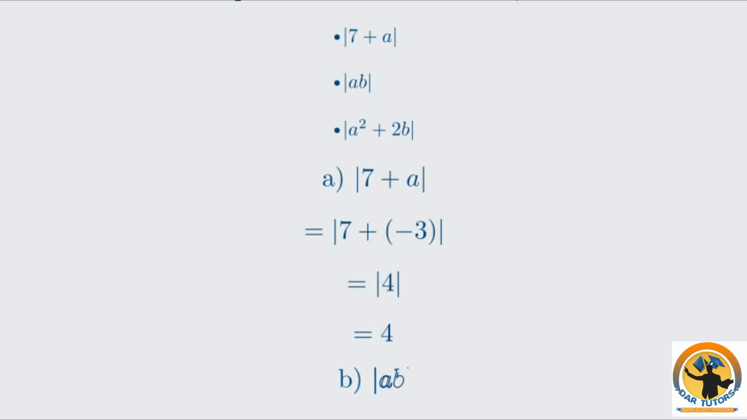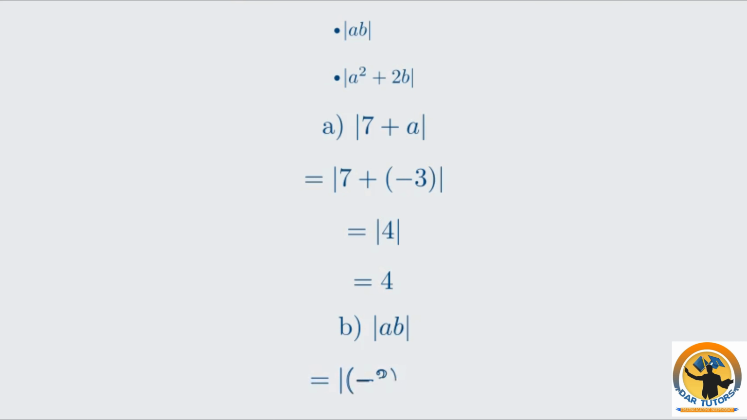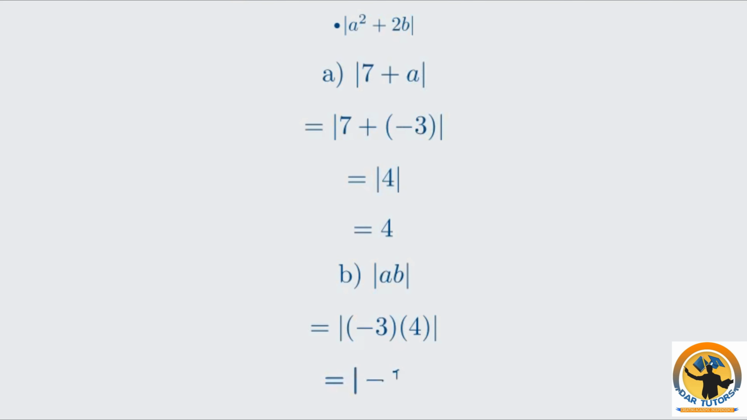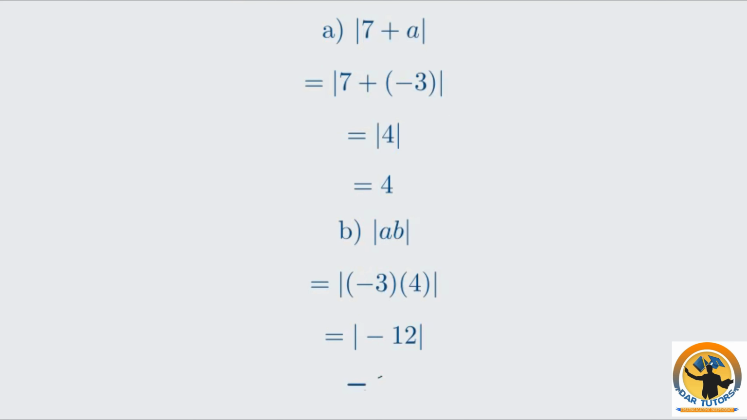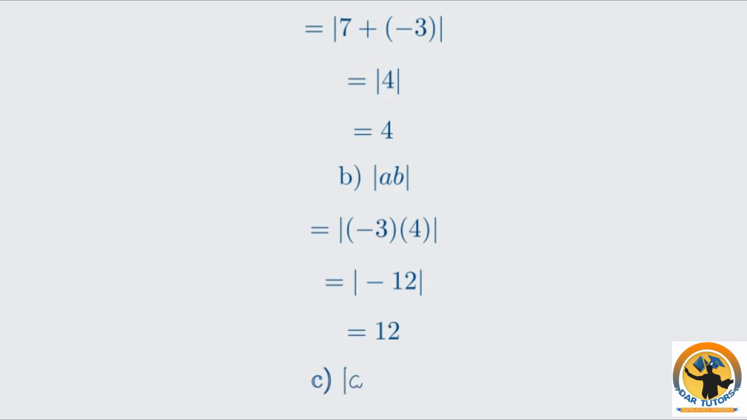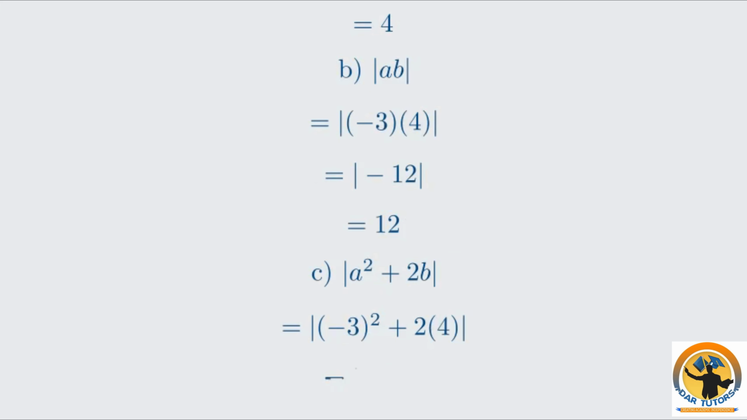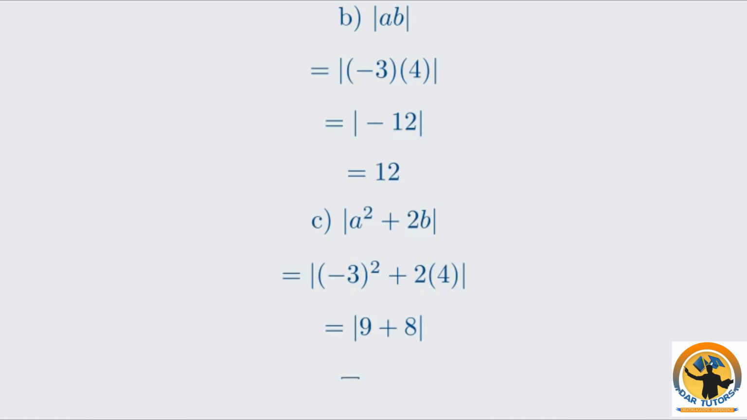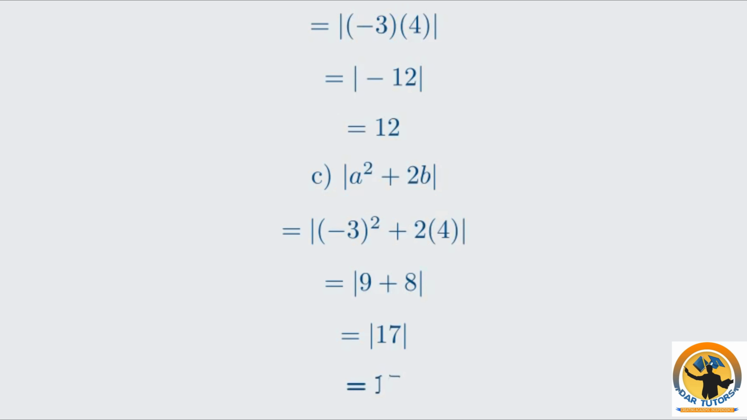Next, for part B, we need to find the modulus of a times b. We substitute the values of a and b. This gives us the modulus of -12. Since -12 is a negative number, its modulus is positive 12. The answer is 12. Finally, for part C, we need to find the modulus of a squared plus 2b. Let's substitute the values. (-3) squared is 9, and 2 times 4 is 8. So we have the modulus of 9 plus 8, which is the modulus of 17. The modulus of 17 is 17. The answer is 17. As you can see, the process is to first evaluate the expression inside the modulus bars, and then apply the modulus definition to the result.